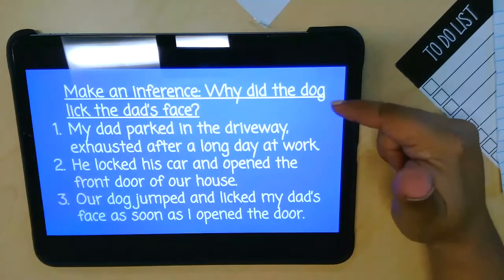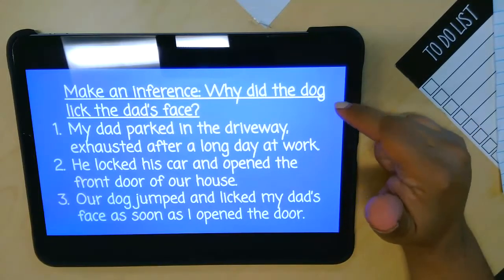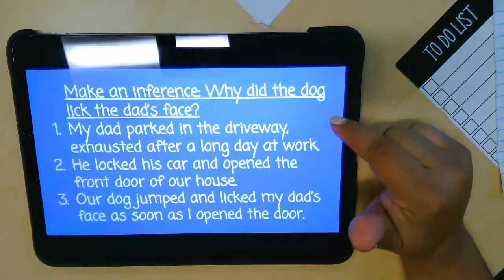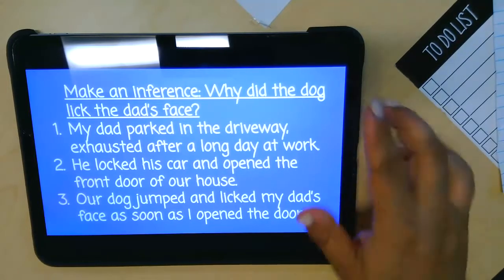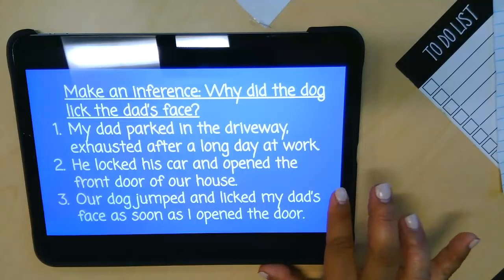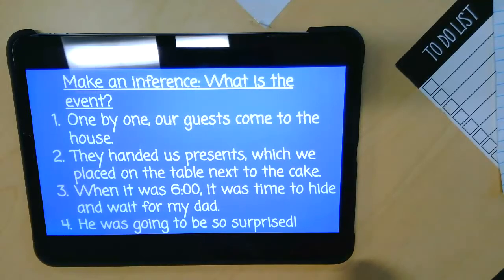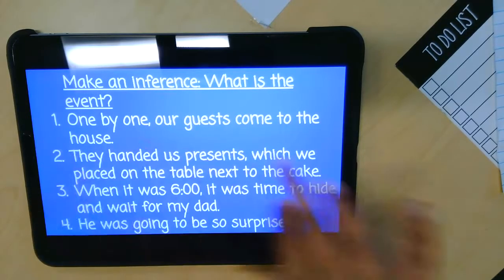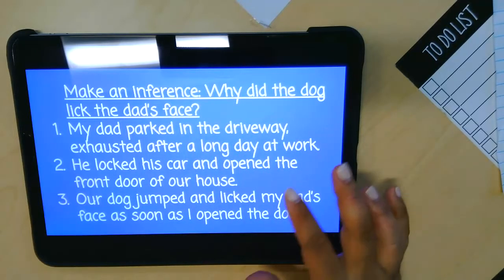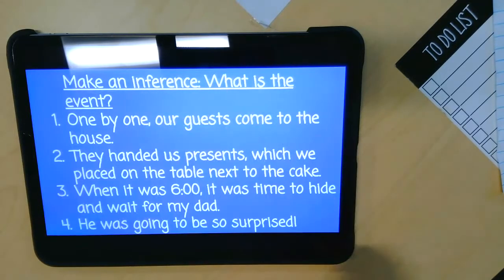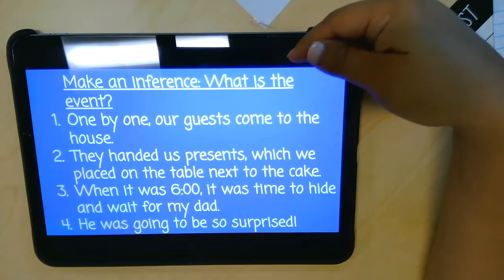So make sure you're restating the question. I infer that the dog licked the dad's face because, okay? So what's your inference? Then last question, make sure you're writing all 3 sentence stems, okay? I just gave you the first one. Make an inference. Last question, make an inference.